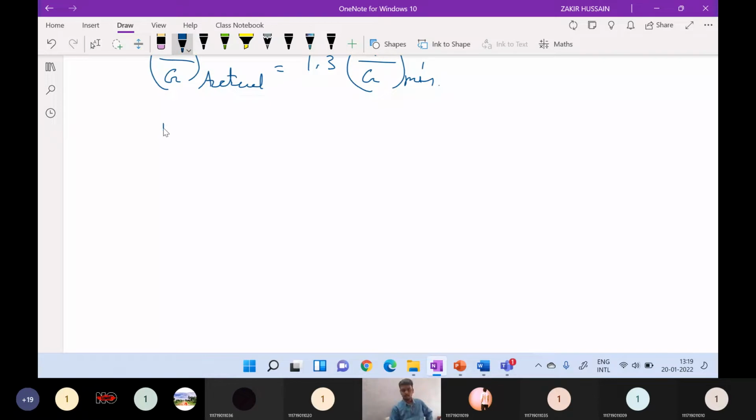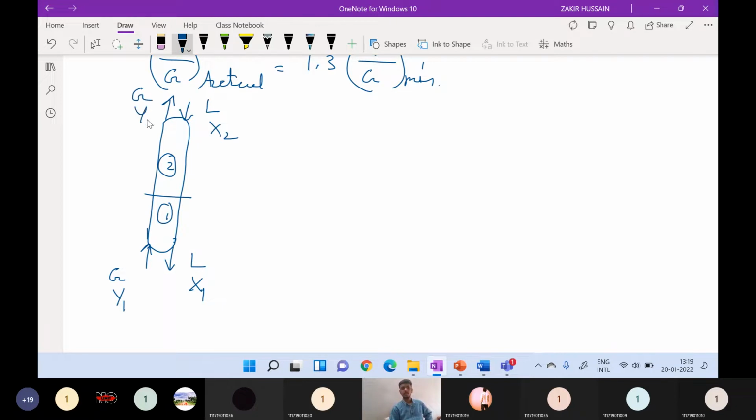Using the mass balance, or the component balance equation for the solute here. So what is the mass balance here? For example, let us consider only capital Y's. If bottom is considered as 1 and top is considered as 2, this will be G into Y1. This will be liquid outlet, that is L into X1, and this will be liquid inlet, that is L into X2, and this is gas outlet, that is G into Y2.